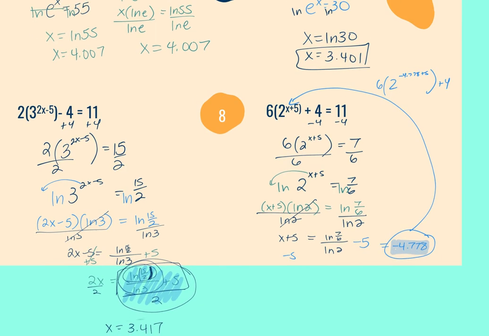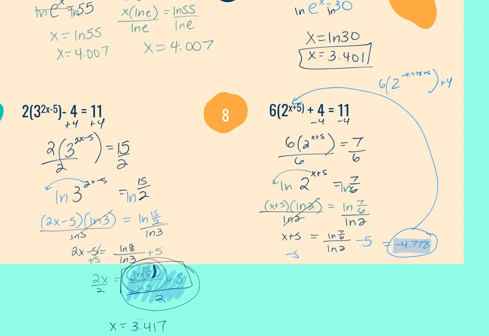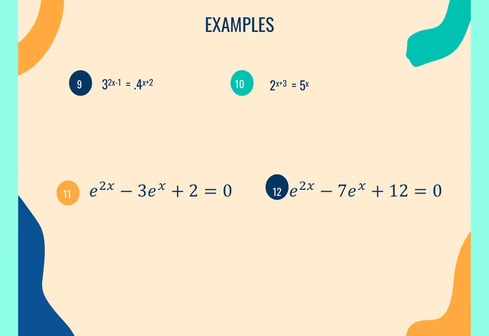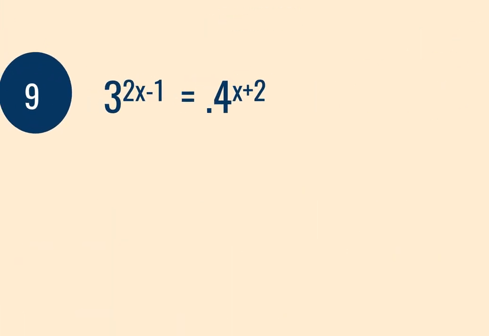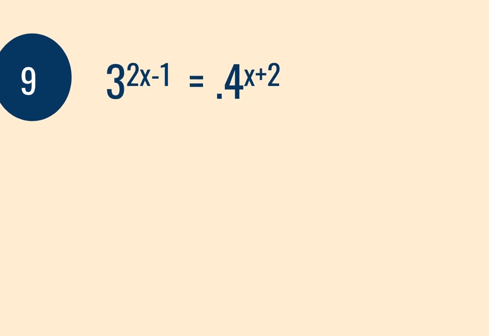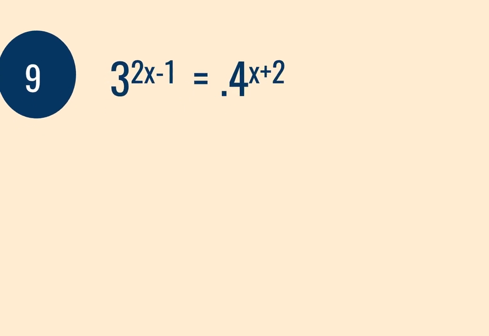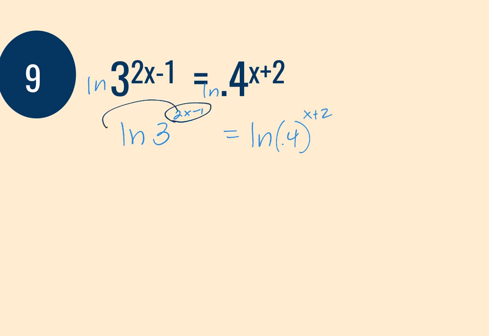Questions so far? Okay, look at 9. Can I change those to have the same base? No. So I'm going to ln both sides of the equation. So I get ln of 3 to the 2x minus 1 equals ln of 0.4 to the x plus 2. Exponents bump to the front. This time there's an exponent on both sides.